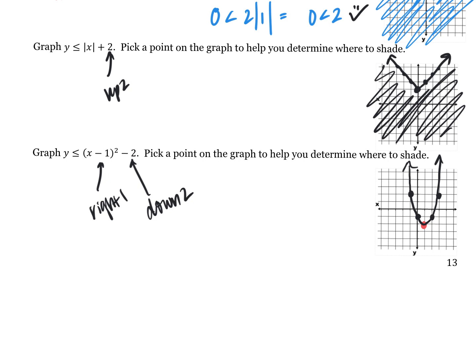Y is less than or equal to. We're going to shade less than. So if I plugged in a 0 there, what's negative 1 squared? 1 minus 2 is negative 1. Is 0 less than negative 1? Nope. Since it's not, I cannot shade where the origin is, so I'm going to shade outside it.